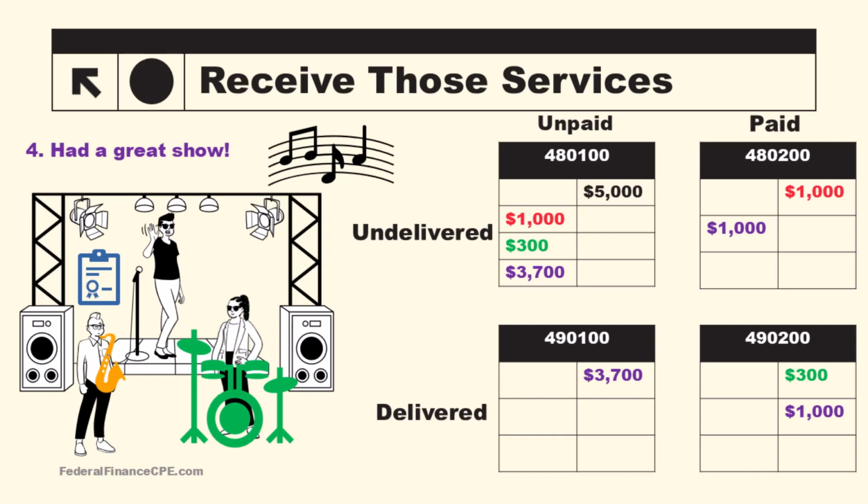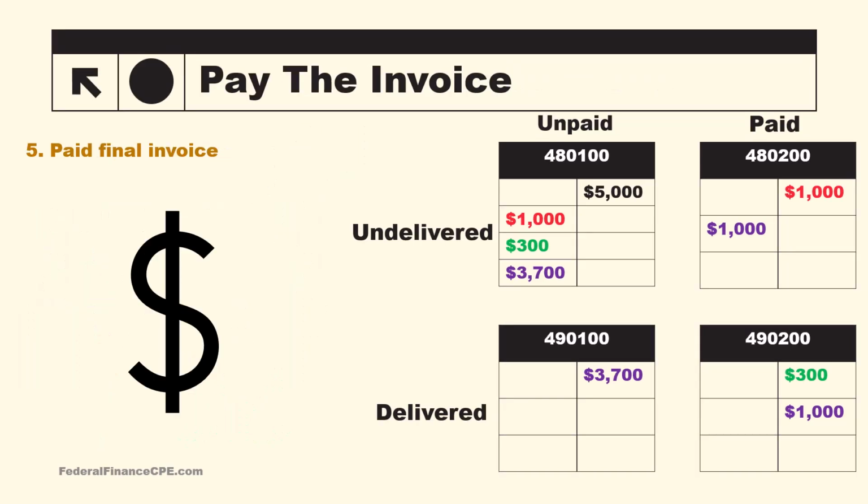Here's our final step. We're paying the remaining $3,700 invoice, which shows the power of our obligation tracking system. Let's see what happens in our matrix now. That $3,700 sitting in account 4901, delivered but unpaid, now moves to its final destination. Account 490200, Delivered Orders, Obligations Paid.